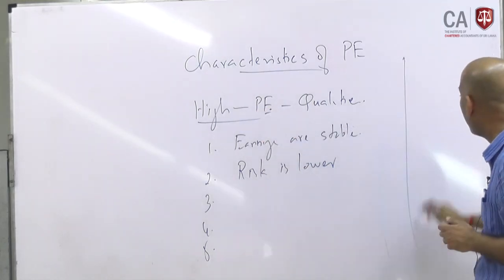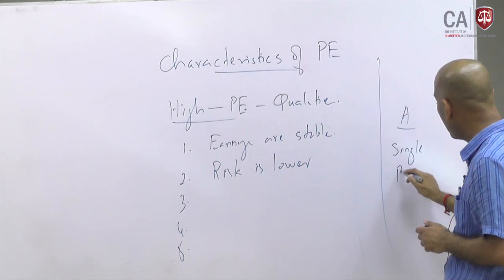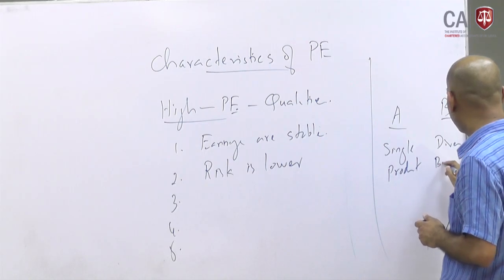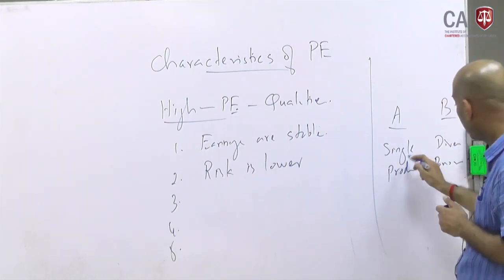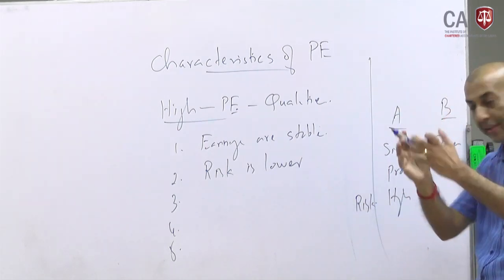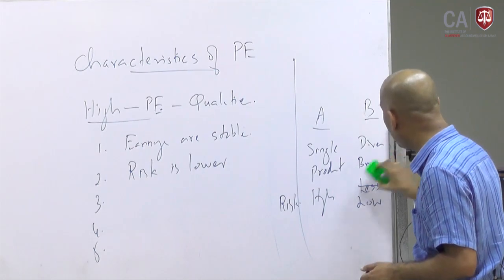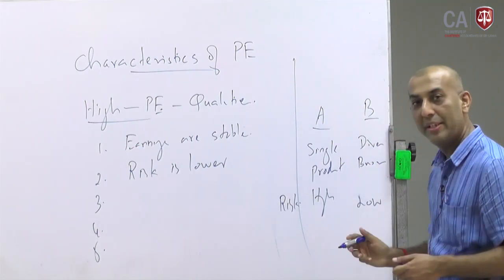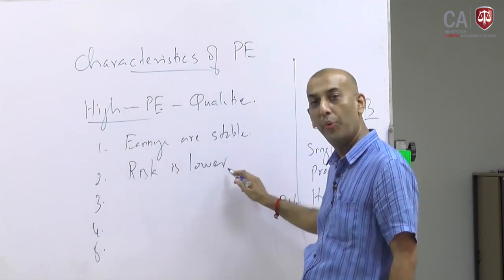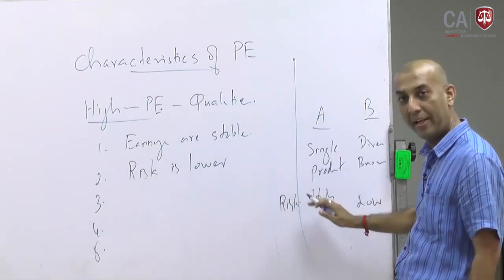Take company A and company B. Company A is a single-product company. Company B has diversified businesses. If you take the risk, company A is high. Why? You are depending on one product. Company B is lower, because your risk is minimized by diversifying the business. So you will observe the higher PE ratio where the company's risk is lower. These diversified groups will have a higher PE ratio than a one-product-dependent company, where the PE ratio could be lower.